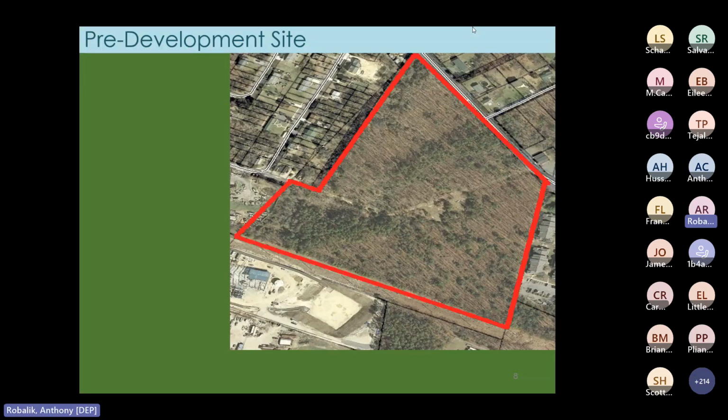So this is the pre-developed site in this case. We can see that it's mostly wooded. There are 2 cleared spots at the center of the site that appear to have maybe a roadway or a right-of-way for utility heading through it.